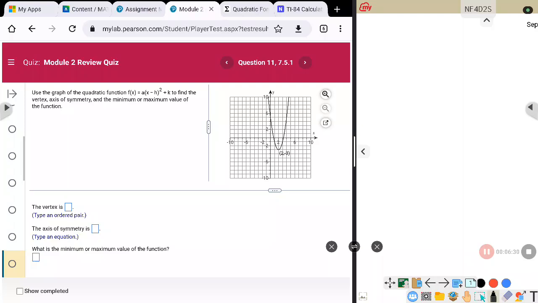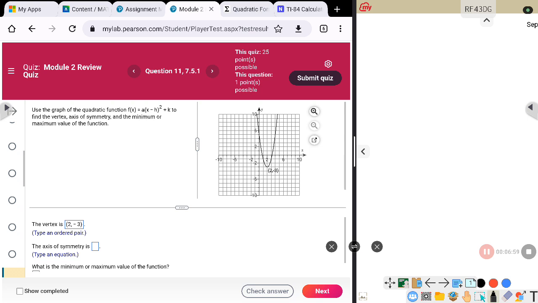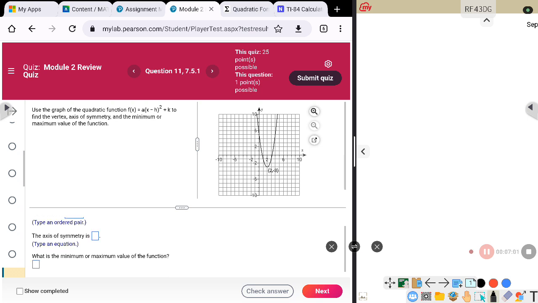Okay. On this next problem, it gives me this quadratic function, a parabola, on the graph, and it even tells me where the vertex is. The vertex, it tells me, is at (2, -3). So make sure when you're typing in the vertex, you enter it as an ordered pair. So (2, -3). And once you know what the vertex is, that's actually going to answer the other two questions for you.